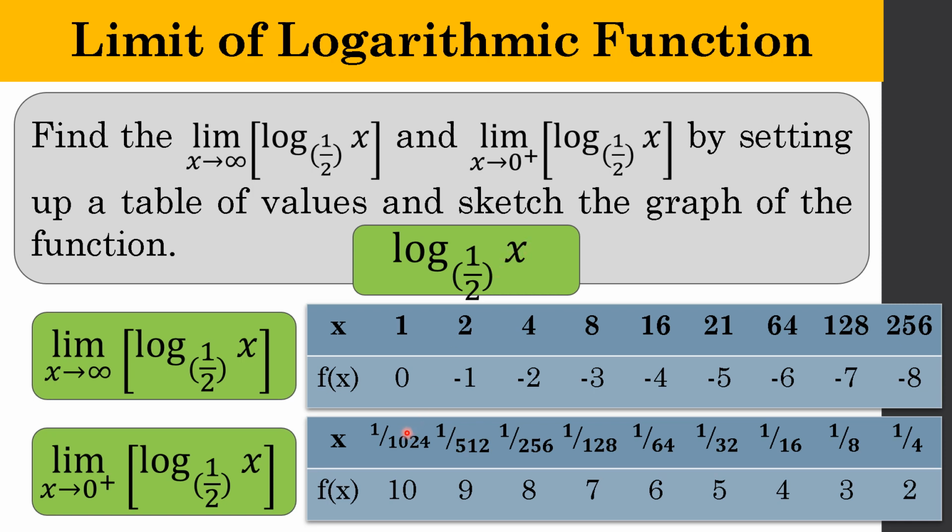If x is equal to 1 over 1024, then f of x is equal to log of 1 over 1024 to the base 1/2. That is 10. Ganun din yung case ni 9, 8, 7, 6, 5, 4, 3, 2. Then we will analyze the table.